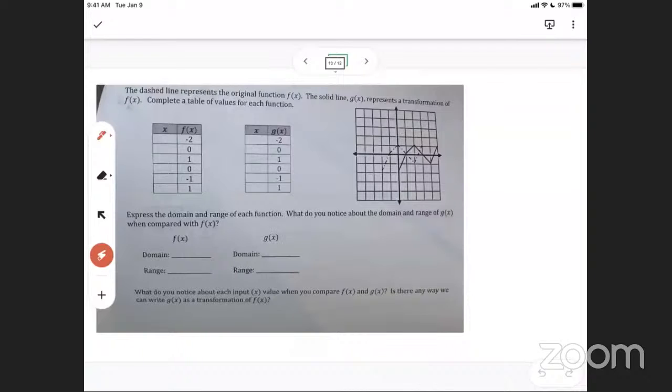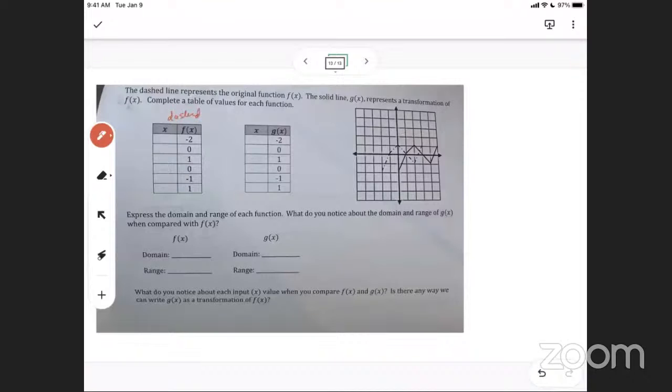This one, a dashed line represents the original function. The solid line represents a transformation of f of x. Complete the table. Okay, so the dashed line represents the original and the solid is g of x. We're just trying to complete the table here. This is dashed right here, so it's the red one.